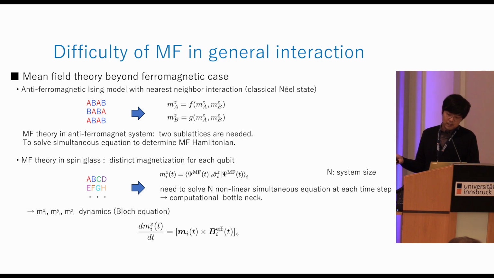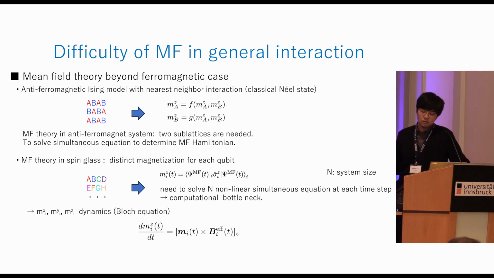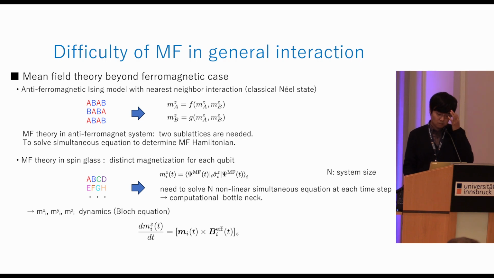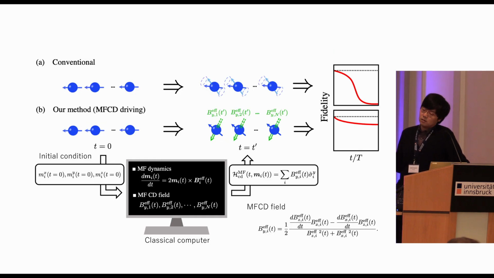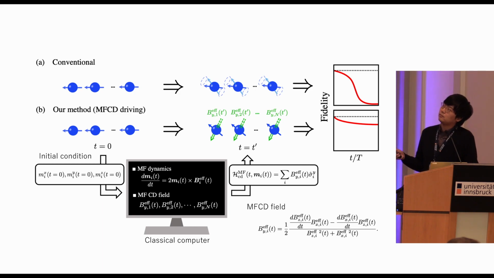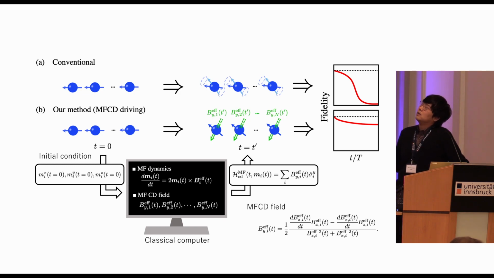To address these problems, we propose another method for constructing the mean field counter-diabatic term by computing the mean field dynamics of magnetization instead of solving this self-consistent equation. This is a schematic illustration of conventional quantum annealing and our method. The top figure shows conventional quantum annealing. If the annealing time is short, spin precession around the effective magnetic field occurs, and then the fidelity decreases.